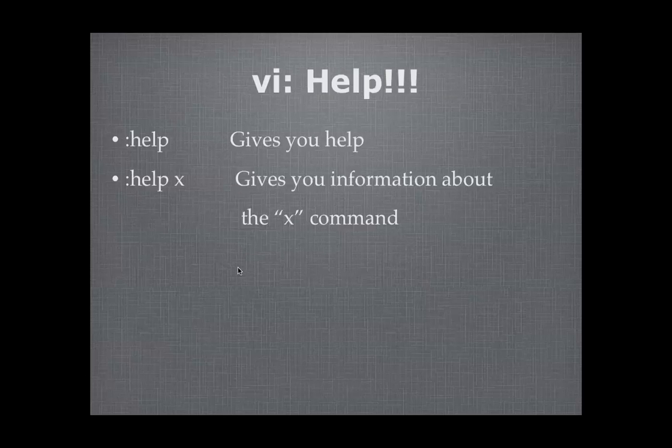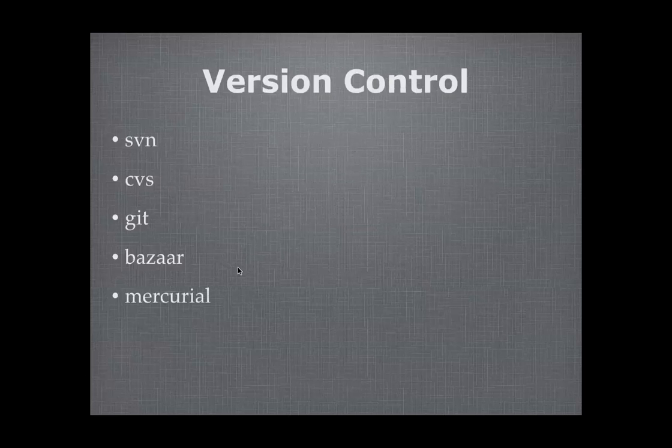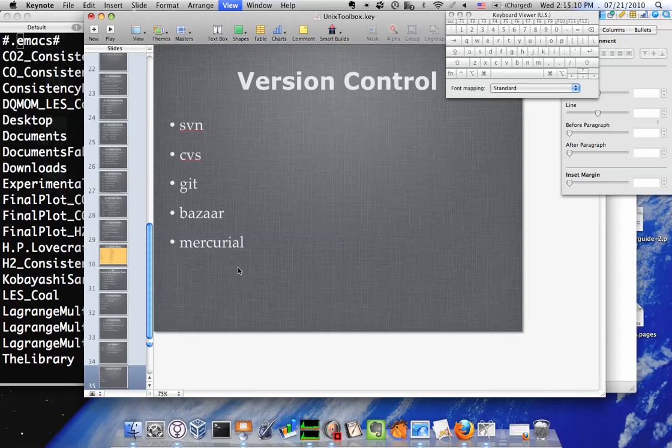Last thing's help. You can type :help, get some help, :help, and then the command name, it'll give you information about that particular letter or that command or whatever. And that's it. So I just want to take a short break before I go into version control. So I'll talk a little bit about version control and then documentation using Doxygen, and then that'll conclude everything.